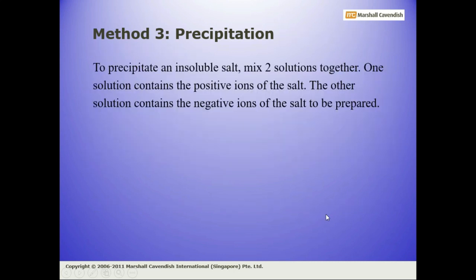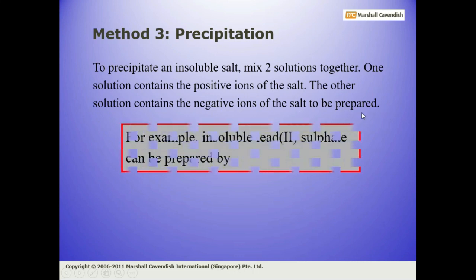Now how is this procedure carried out? We need two solutions to mix together to form an insoluble salt. So one solution should contain positive ion of the required salt, and the other solution should contain negative ion of the salt to be prepared. Let's discuss it with example.